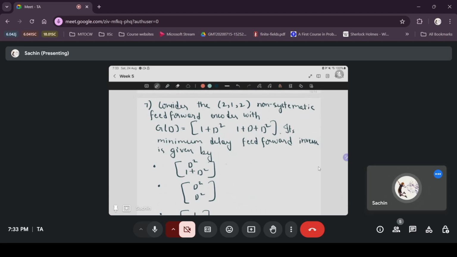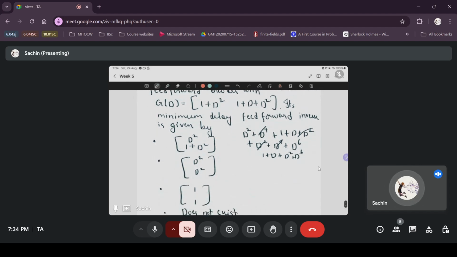We'll check the other options also. d square plus d power 4 plus 1 plus d square plus d power 4 plus d power 6. So these two will cancel. You will be left with 1 plus d square plus d power 6. So that's not in the form of a power of d power L.